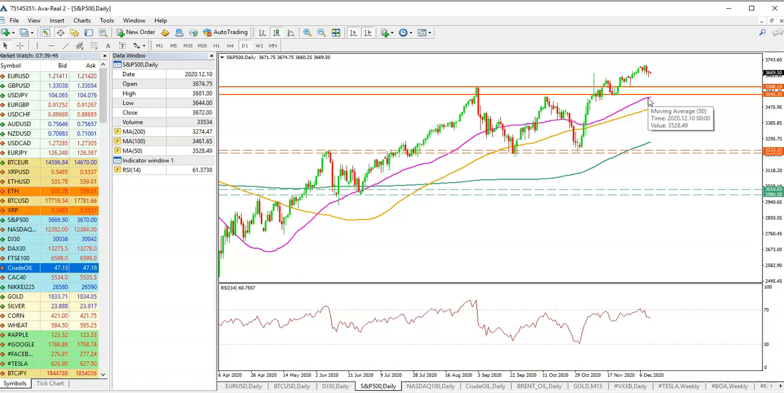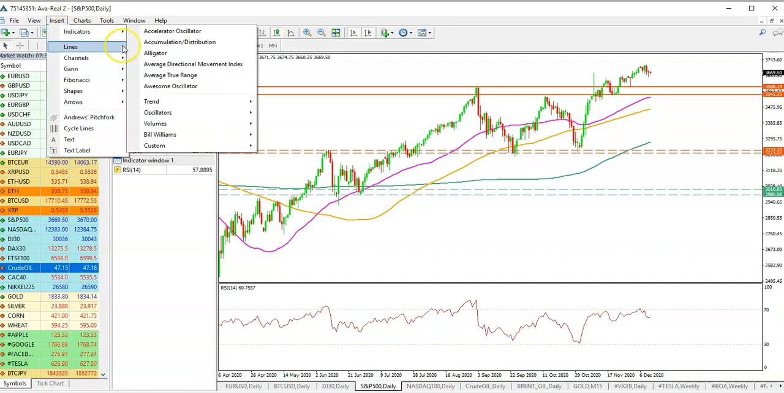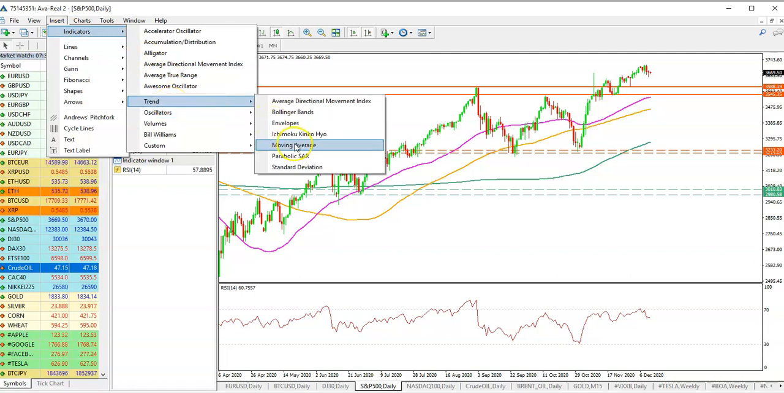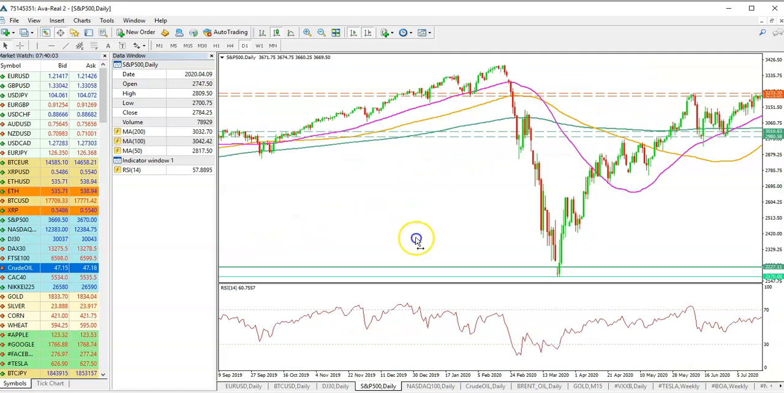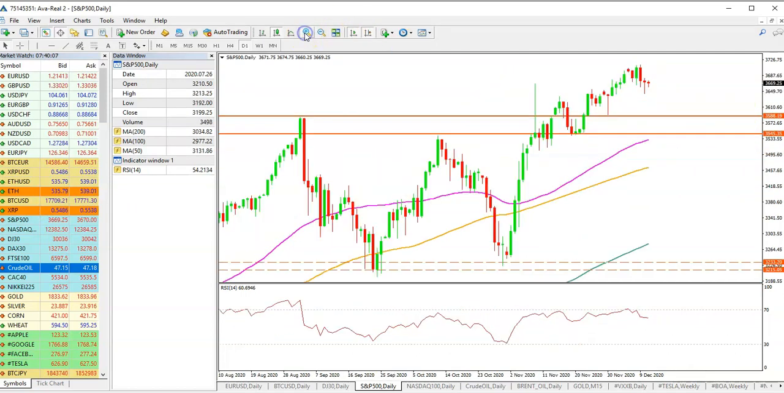First, this is your 50-day simple moving average, then your 100-day simple moving average, and finally your 200-day simple moving average. You can add these by clicking over here, insert indicators, then trend, and from there onwards to moving averages. Now, when we look at the chart, one important thing that we need to pay attention to is that we are on track to record 3 consecutive days of losses.